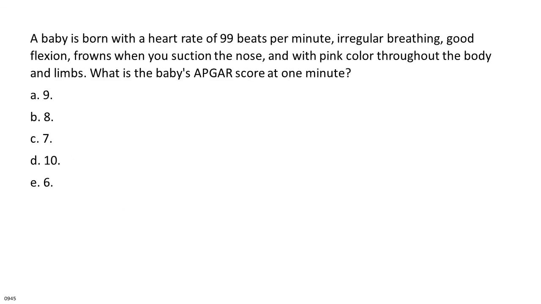A baby is born with a heart rate of 99 beats per minute, irregular breathing, good flexion, frowns when you suction the nose, and with pink color throughout the body and limbs. What is the baby's Apgar score at 1 minute? A. 9. B. 8. C. 7. D. 10. E. 6.